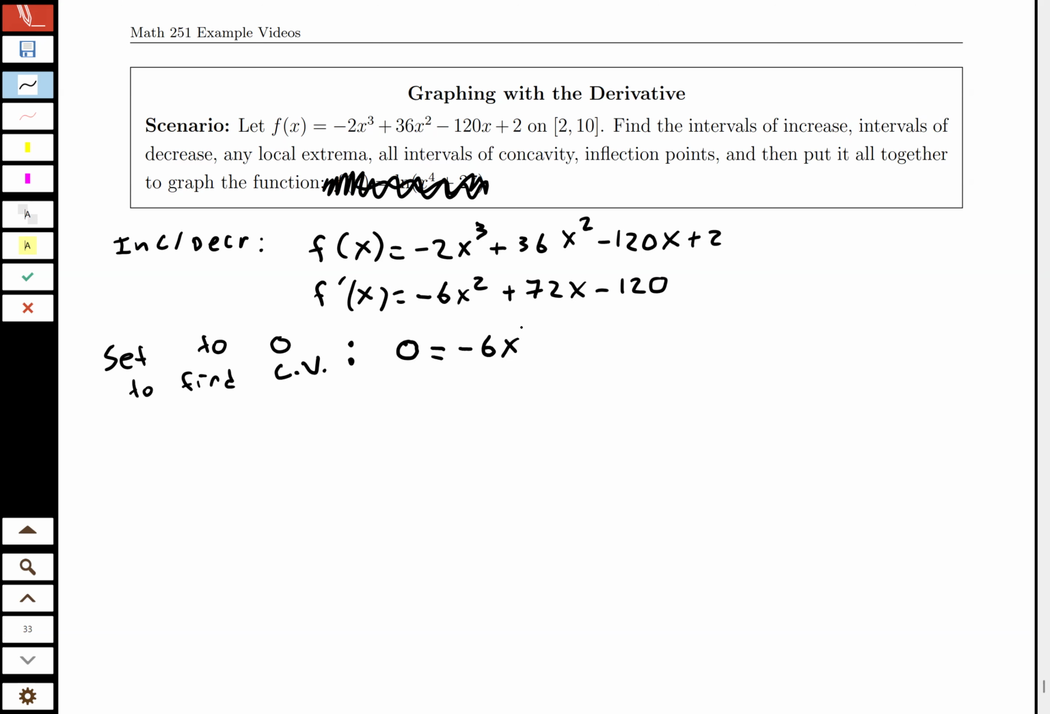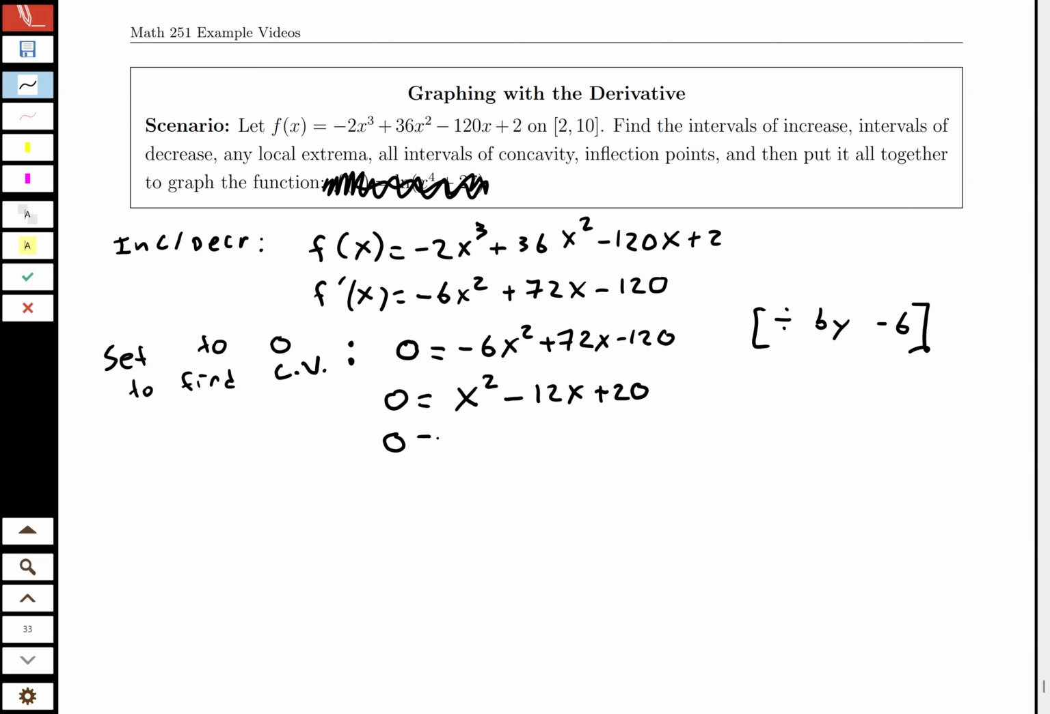So negative 6x squared plus 72x minus 120. I'm noticing these all have a 6 in common. I actually want to divide everything by negative 6 to clean it up a bit more. So negative 6 over negative 6, that makes that x squared. Great. 72 divided by negative 6 is negative 12. And finally, this last thing becomes a 20 there.